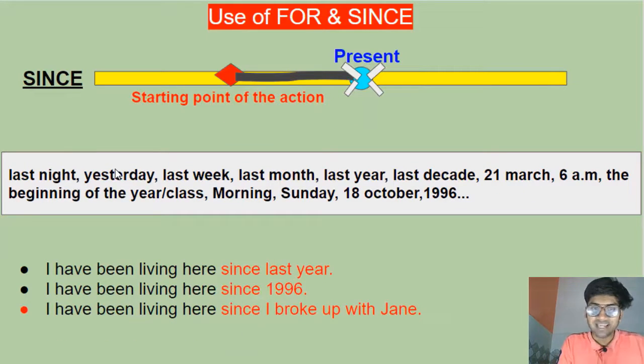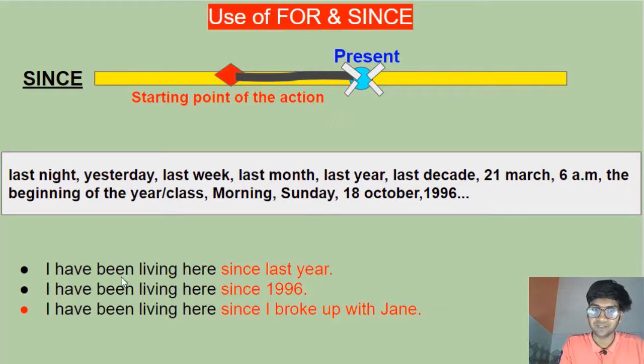Now, since it's used to talk about the starting point of an action, it talks about when an action started happening in the past, right? And the time units that we use with since are the following. Last night, yesterday, last week, last month, last year, last decade, 21st March, 6 a.m., the beginning of the year, the beginning of the class, the beginning of the month, right? Morning, Sunday, a specific date, 18 October 1996, right? So these are the time expressions that we use with since.